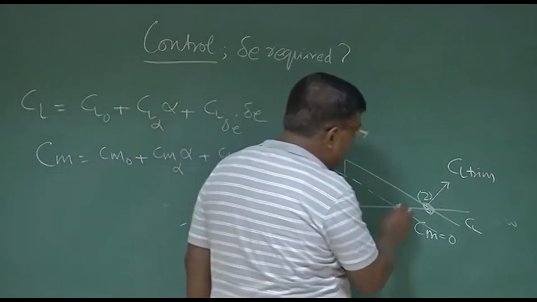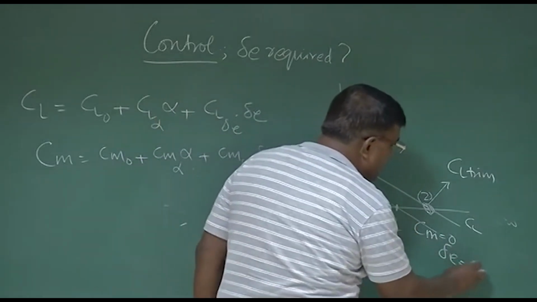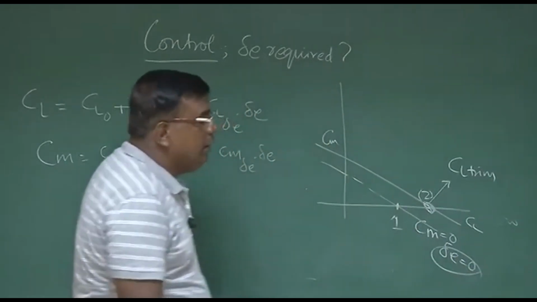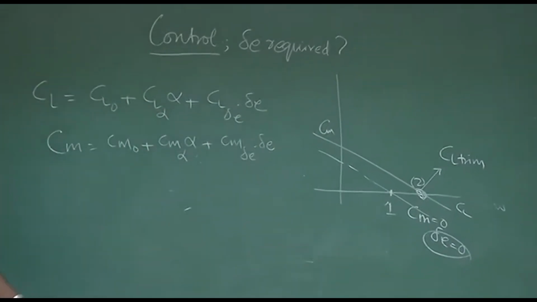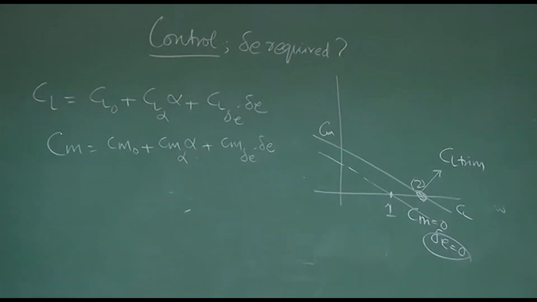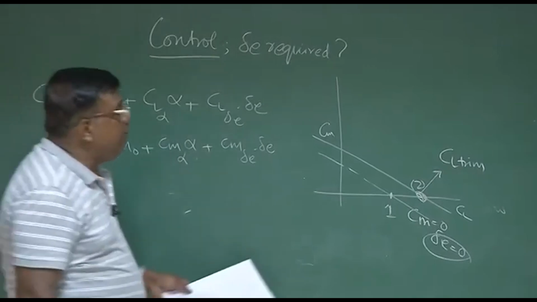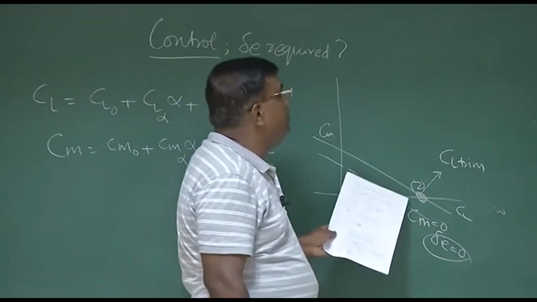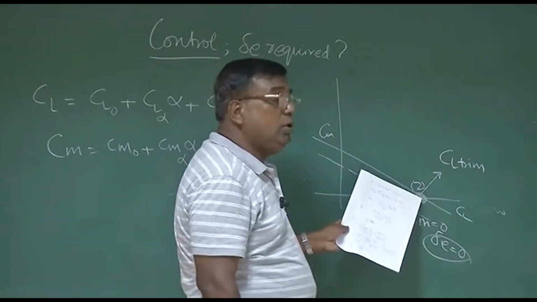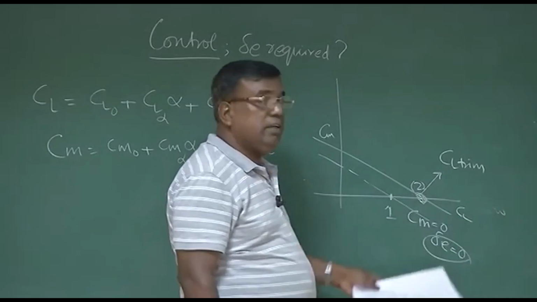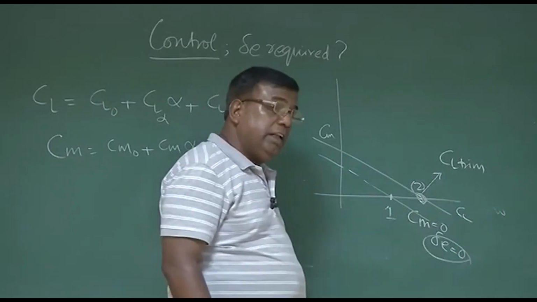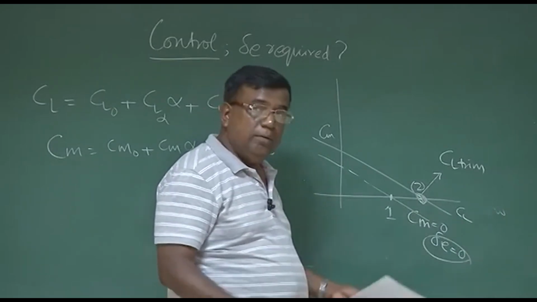Let's say this was the initial point where delta E requirement was 0. So everything, Cm naught, came because of the airplane design. So that is the question you are asking. Now from one CL, I am going to a CL corresponding to point 2. Then what is the elevator deflection I should give? The final question is, is it at all flyable or not?